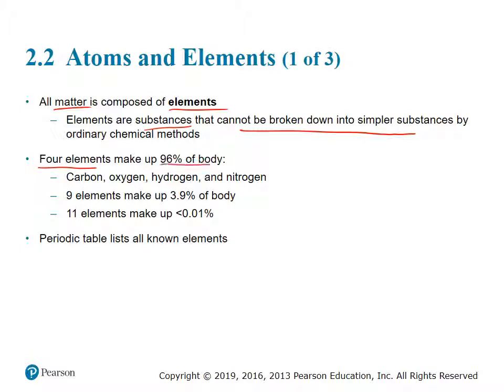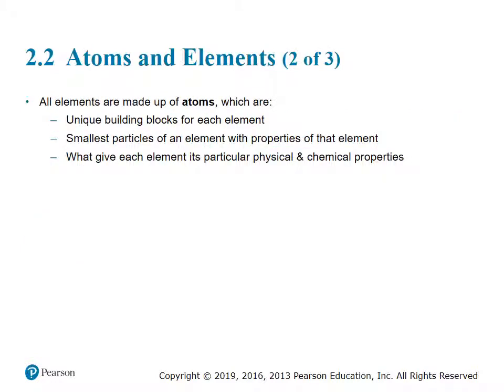There are four elements that make up most of your body. That is carbon, oxygen, hydrogen, and nitrogen, right? All right, abbreviations for those elements, right? We've got 9 other elements that make up the rest of the 100% pretty much, and there's 11 elements that make up a really, really small amount. Those are your trace minerals kind of thing. Most of us are very familiar with a periodic table. We're going to look at a periodic table. We're not going to study a periodic table. That's in chemistry. It's in chemistry 1, basic chemistry 1, general chemistry 1.